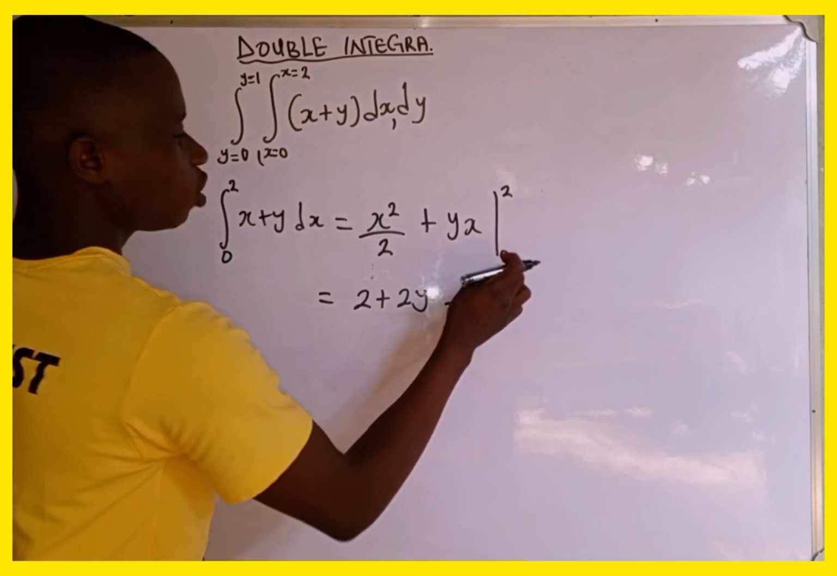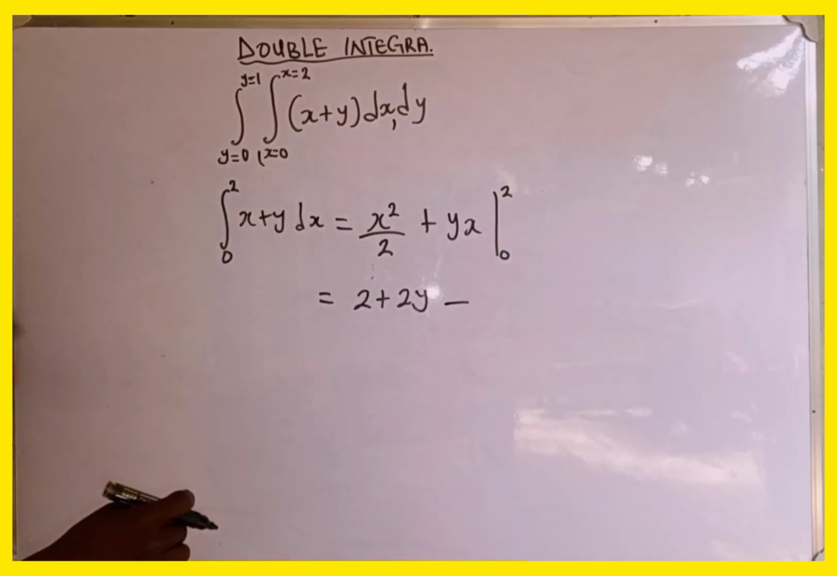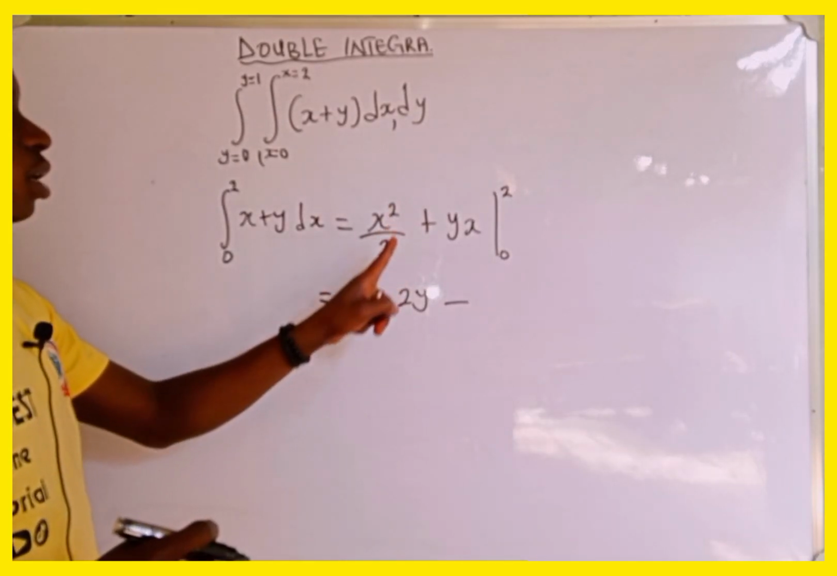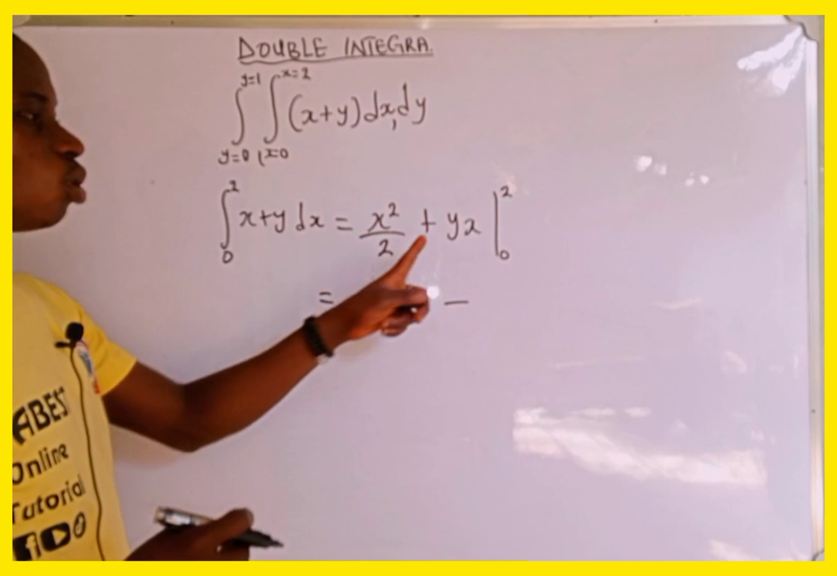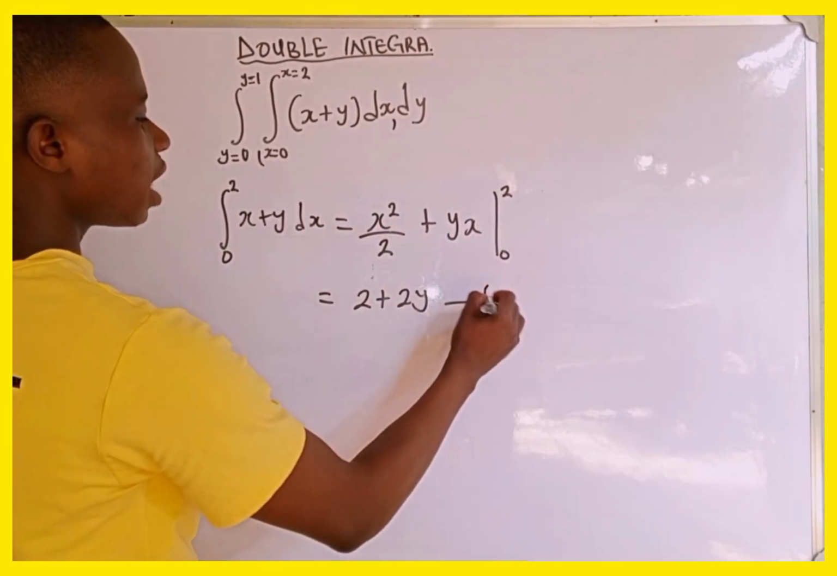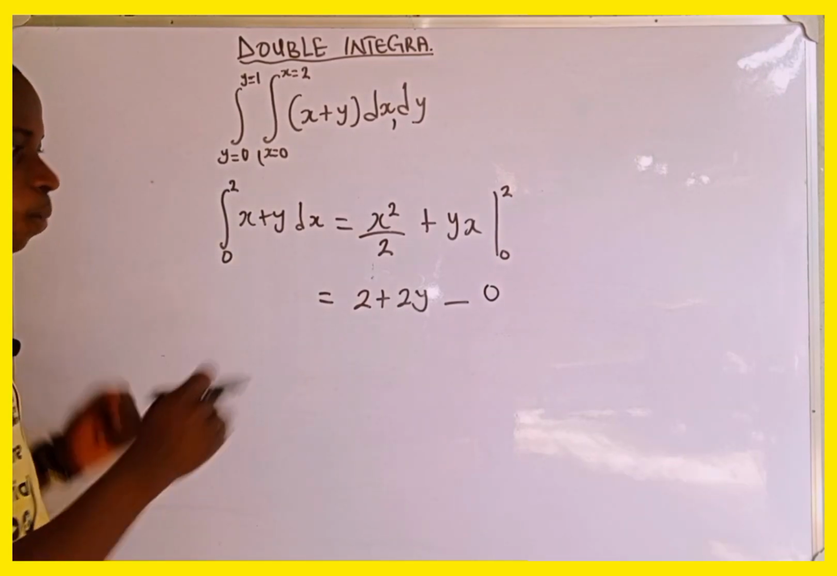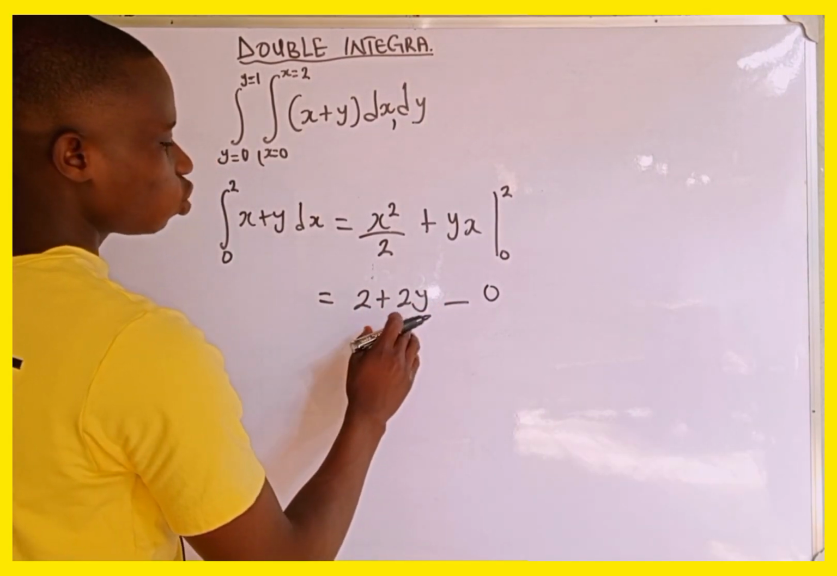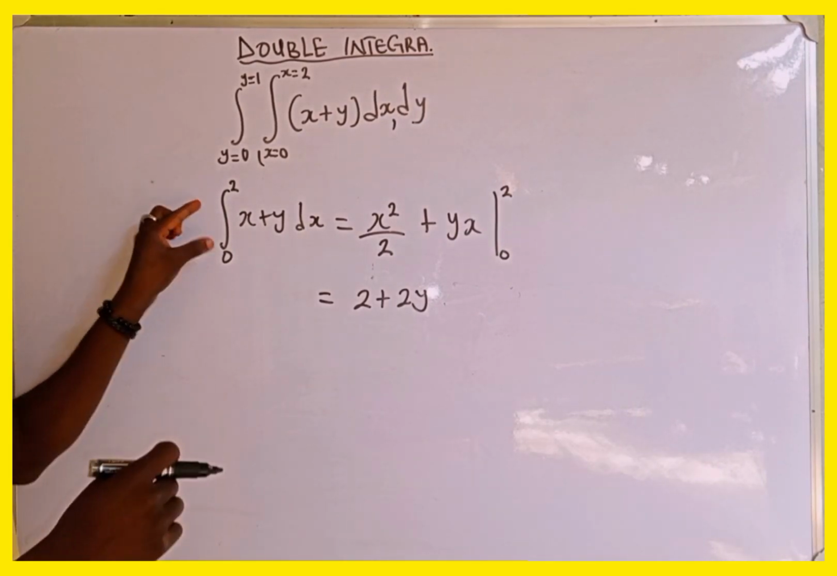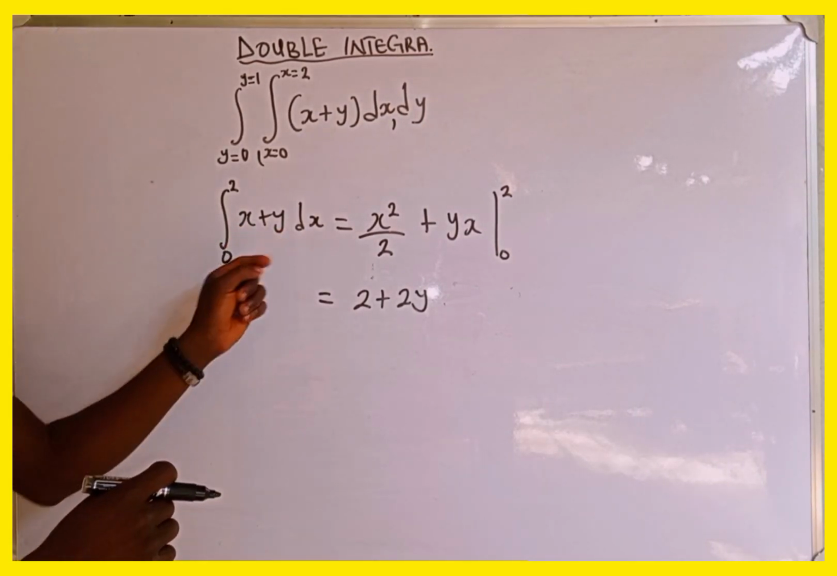Then minus, we are going to substitute the lower bound, which is 0. If you substitute 0 here, it's going to be 0. 0 divided by 2 is still 0. Plus y multiplied by 0 is 0. Therefore, all of this is going to be 0. So 2 plus 2y minus 0 is the same as 2 plus 2y. So this is the integral of this function with respect to x.